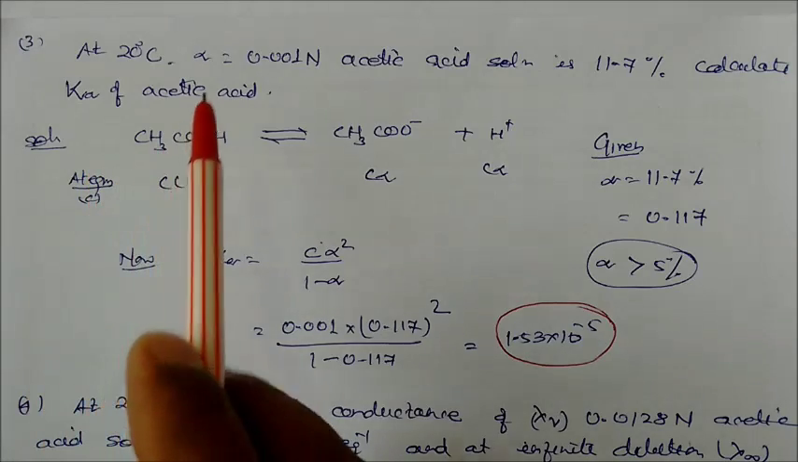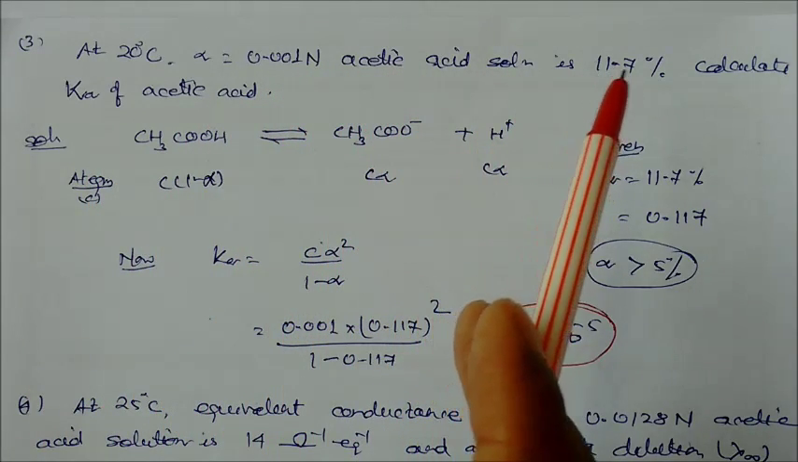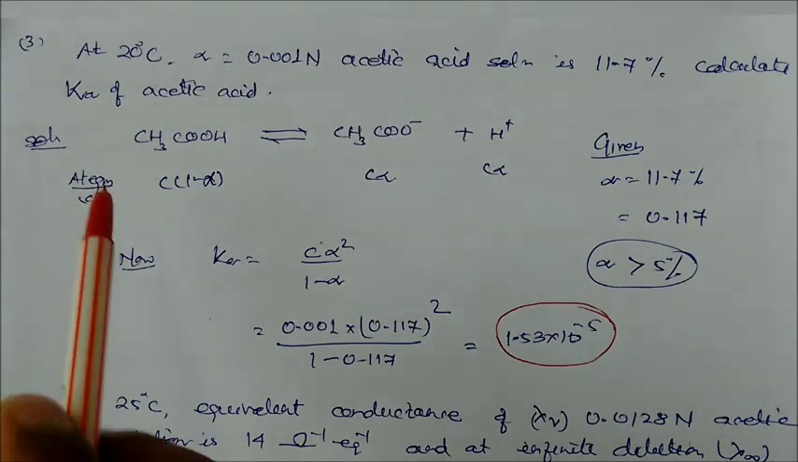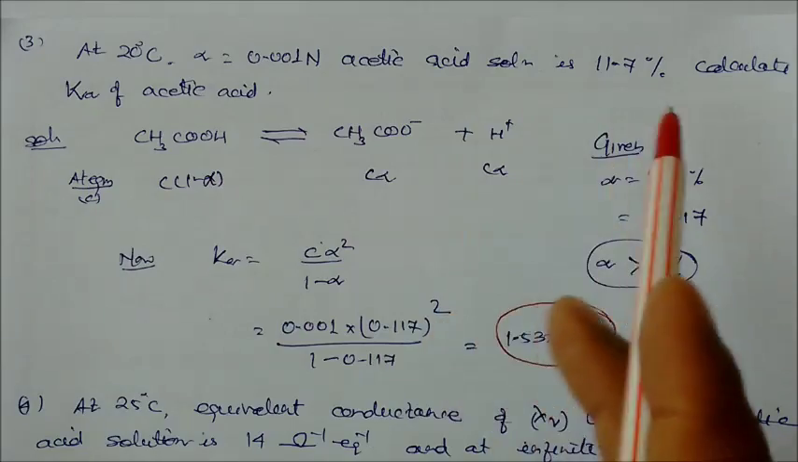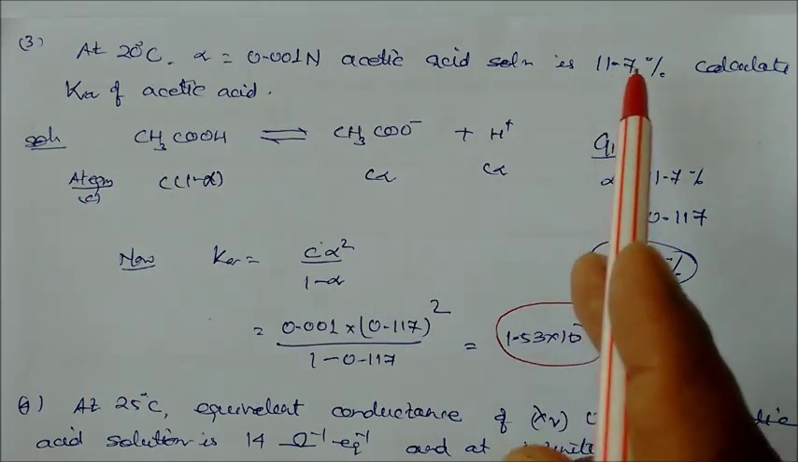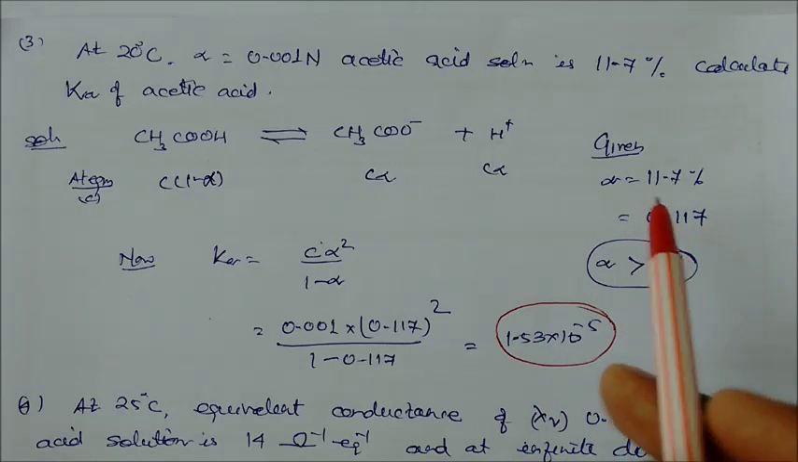At 20 degrees centigrade, alpha for 0.001 normal acetic acid solution is 11.7%. Calculate Ka of acetic acid. So here alpha is given as 11.7%, which we can write as 0.117.